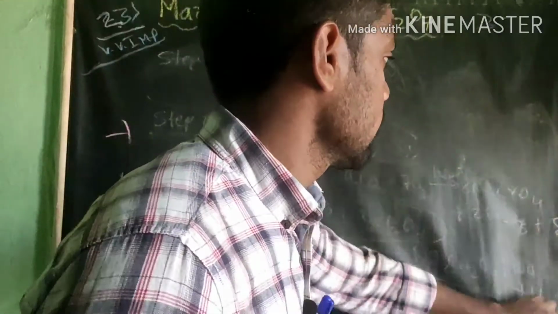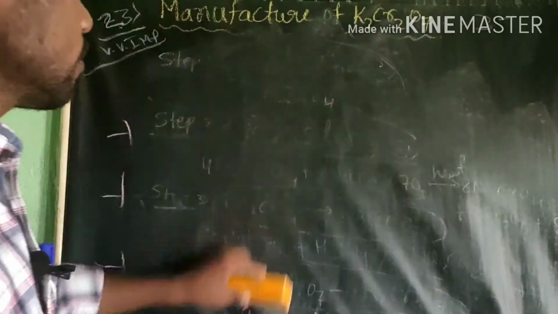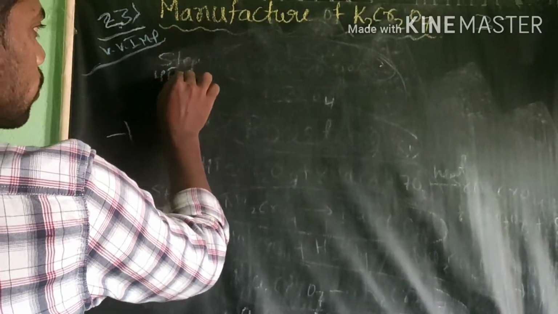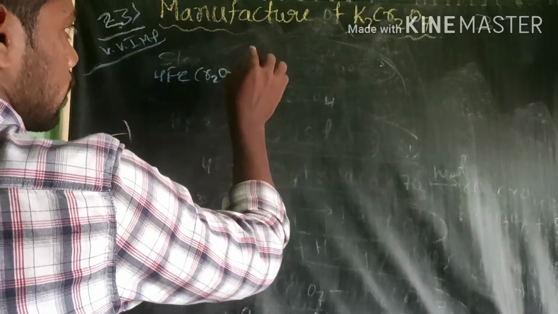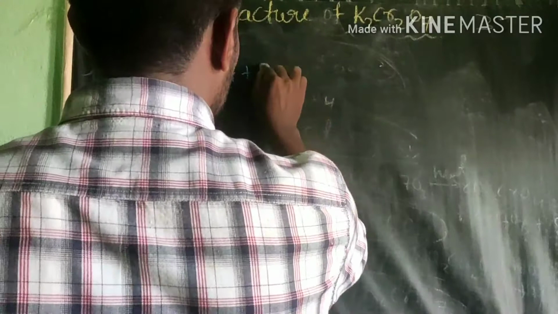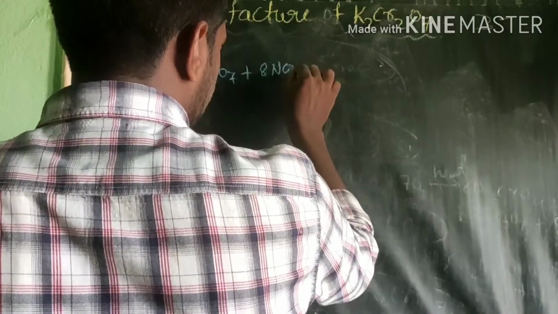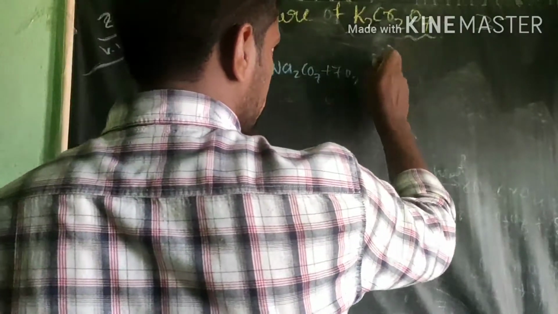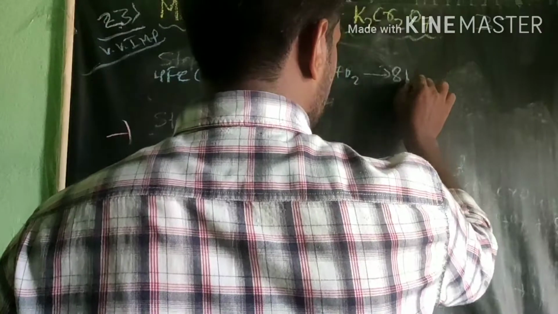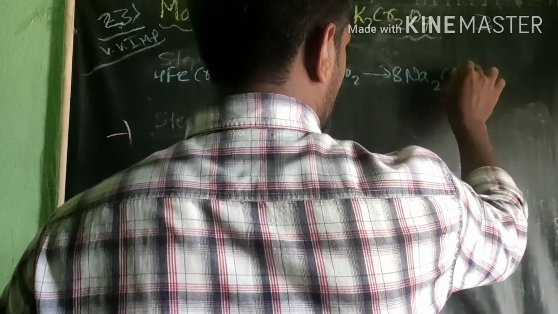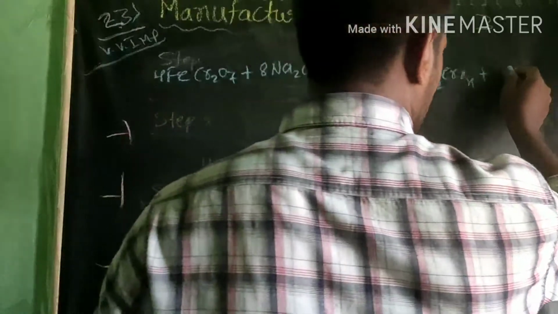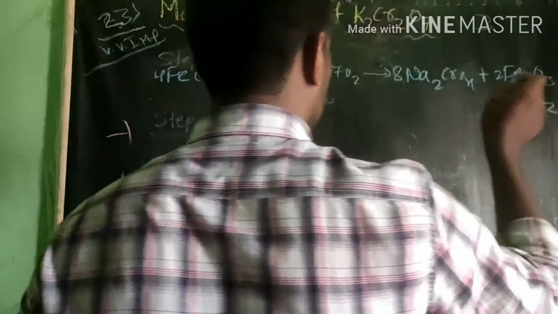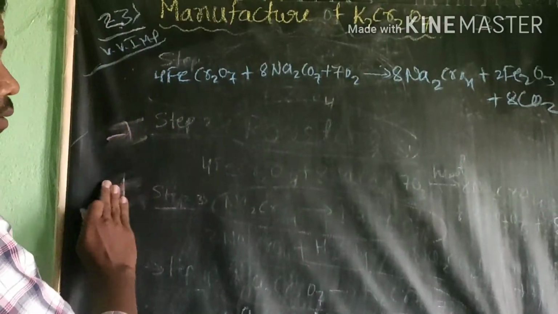You see here. Once again, I'll write these reactions. Step 1: 4 FeCr2O4 reacts with 8 Na2CO3 plus 7 O2. It gives rise to 8 Na2CrO4 plus 2 Fe2O3 plus 8 CO2. This is the first step. I am writing only the reactions.